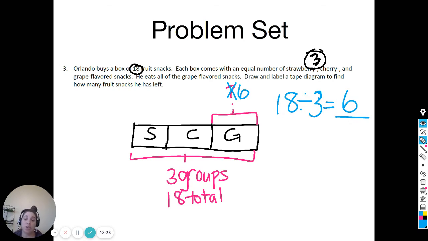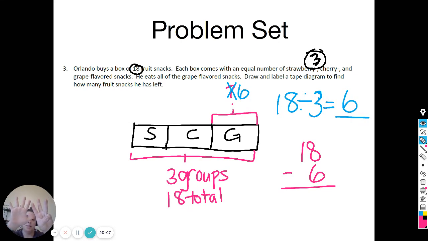Well, let's look at our question again. Draw and label a tape diagram to find out how many fruit snacks he has left. So it didn't ask us how many he ate. It asked us how many there was left. Well, we started with 18, and he ate 6 of them, so let's take away 6 of them. And that should tell us how many fruit snacks are still left in the box.